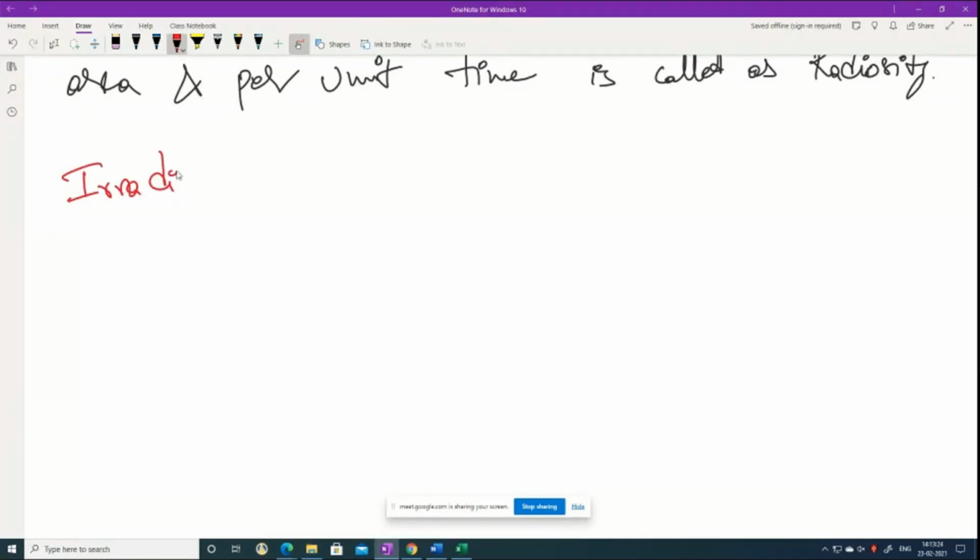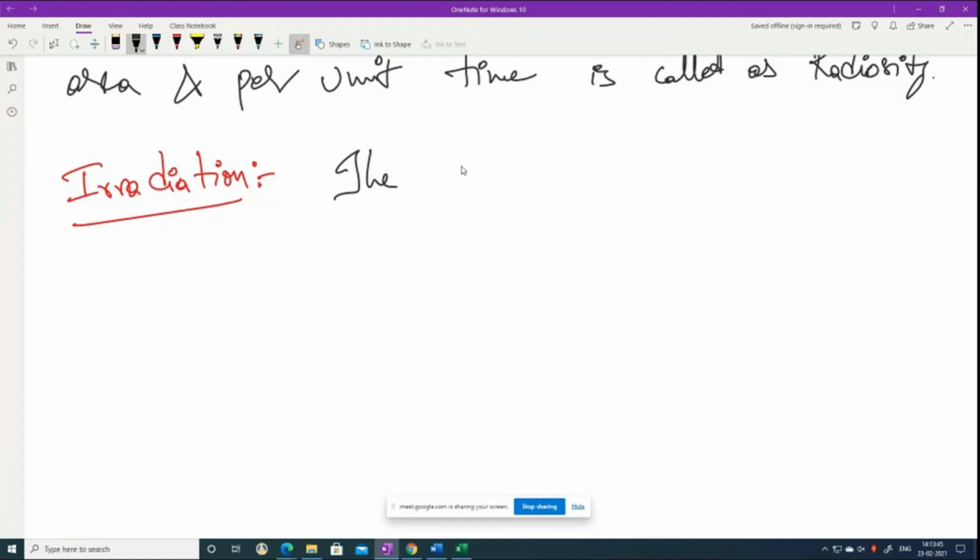Next one is irradiation. So these definitions, radiosity and irradiation, can be asked for 2 marks. So learn them properly. These two concepts are very much important for solving the problems that we are going to do now. Okay. So what is irradiation?